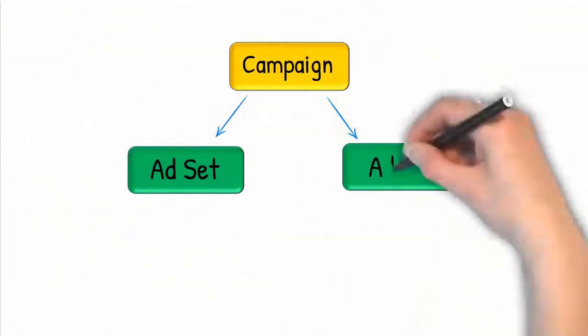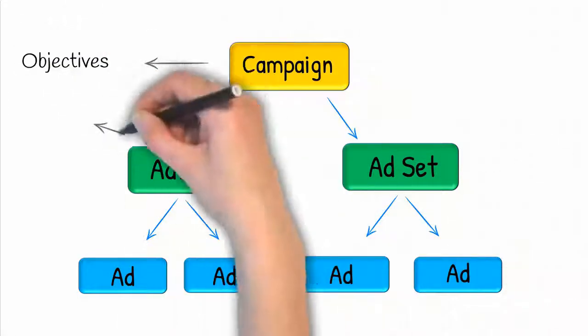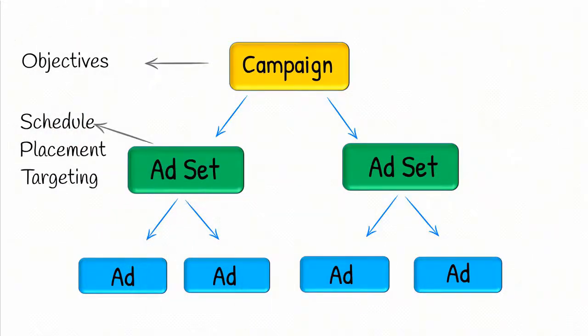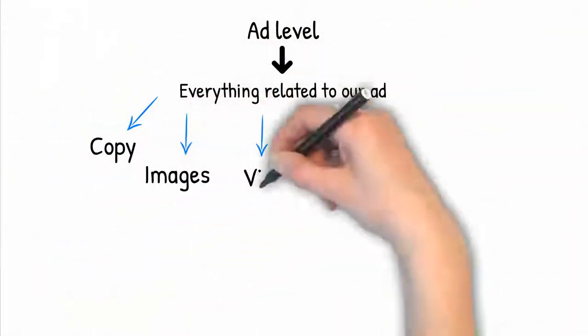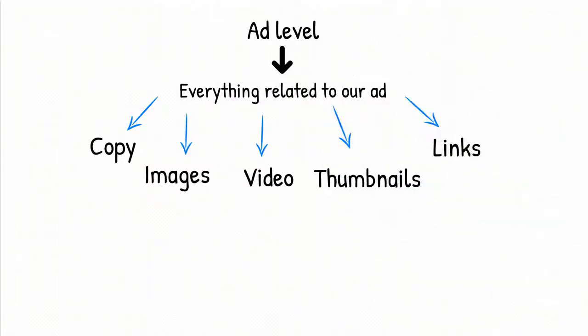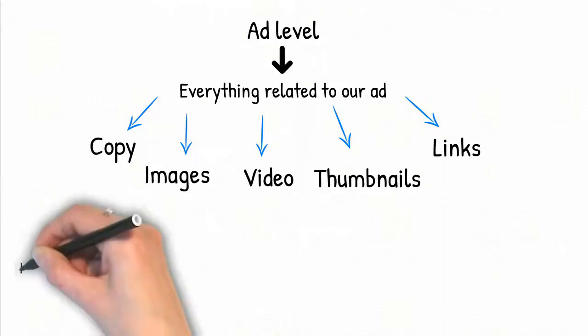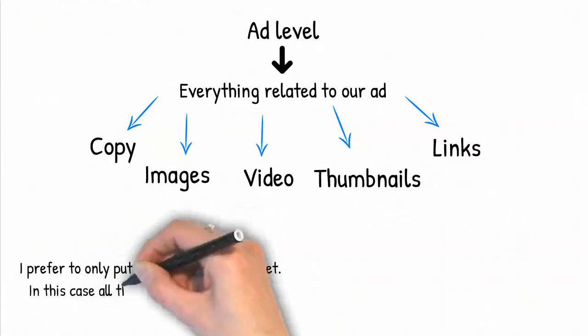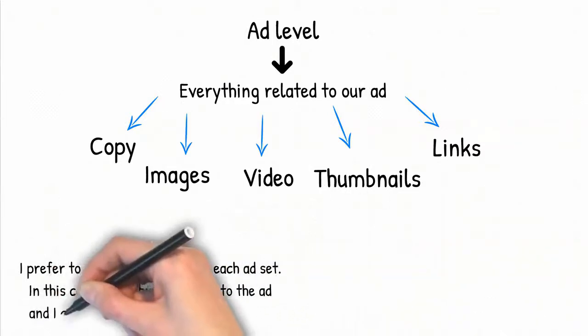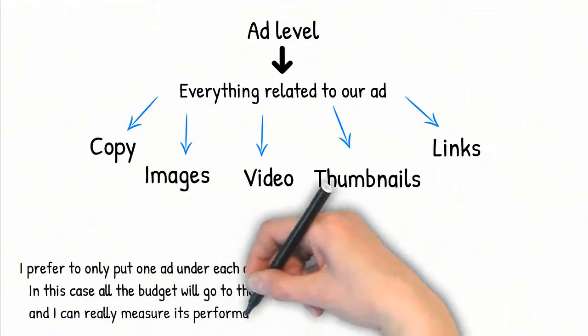After we have seen the second level, which is the ad set level, we'll move to the third level, the ad level. At this level, we will choose everything related to our ad: the copy, the images, the video, the links, and everything. You can also put different ads under the same ad set, which is something I personally prefer not to do. I prefer to only put 1 ad under each ad set. In this case, all the budget will go to this ad, and I can really measure its performance.